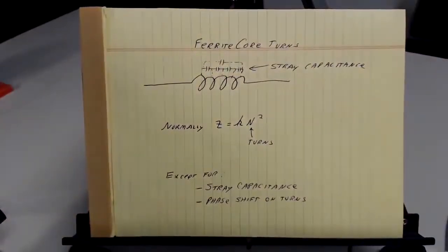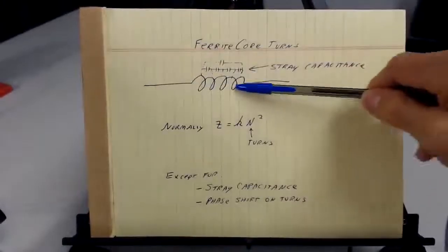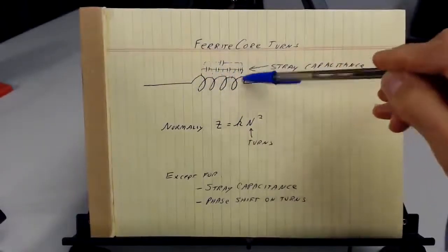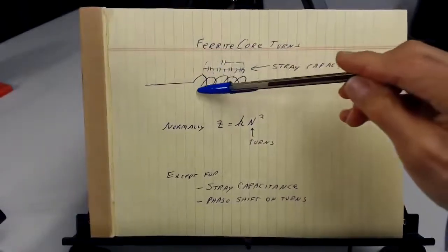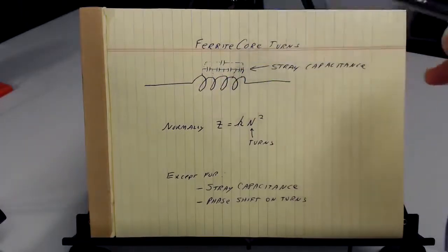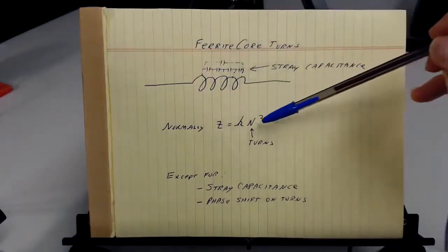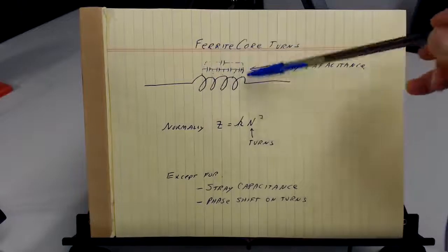what's happening here. So we have a ferrite core, and I haven't shown the core here, but there's a core in these turns. But the turns have capacitance between each of them, and also there may be capacitance from beginning to end, especially if they're wound on top of each other. Normally the impedance of this would be a constant times the number of turns squared. So if I double the turns, I get 4 times the impedance.